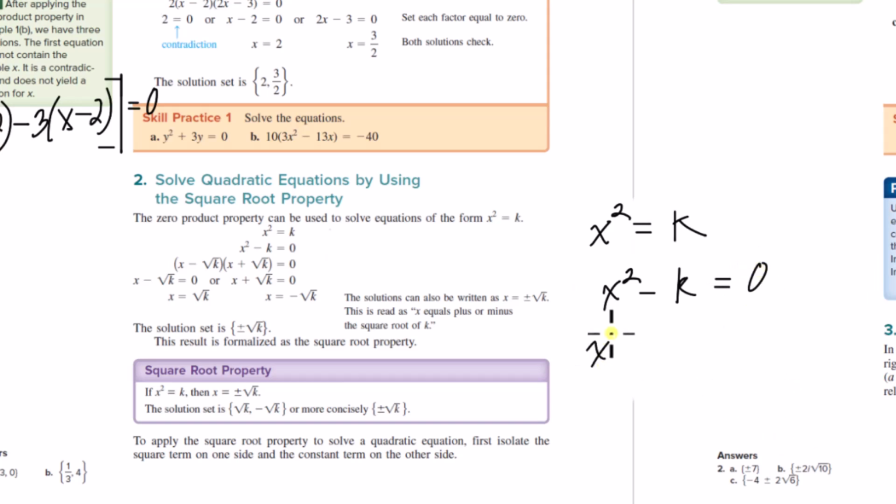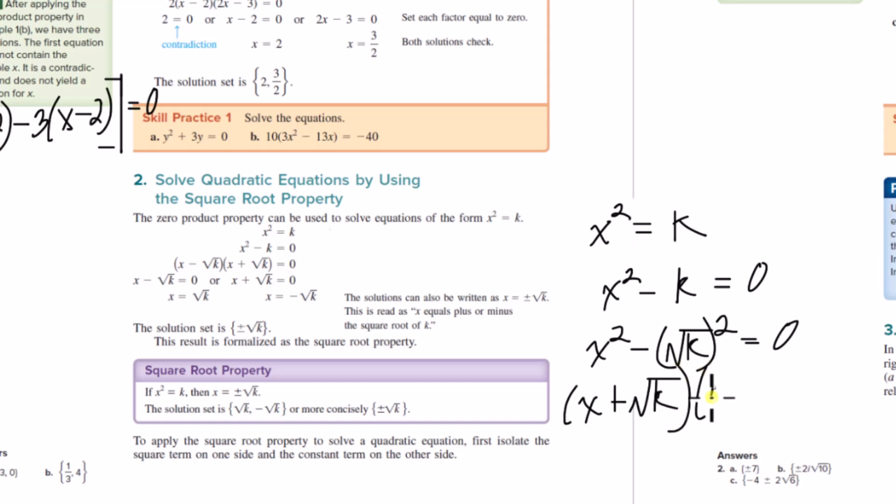Now we can write this as the principal square root of k squared. This k, we can write the k like this. Now we've got a difference of 2 squares, so we know that we can factor that. If we set each of these equal to 0, what we get is that x is equal to the principal square root of k, and x is equal to minus the principal square root of k. So we get this.